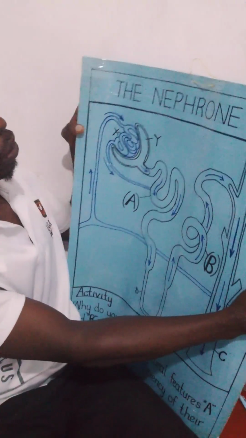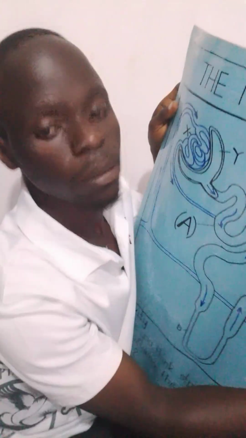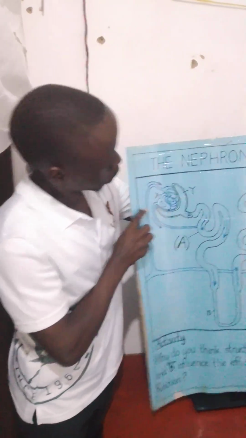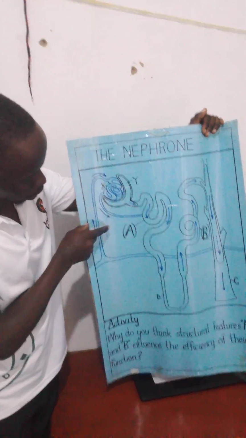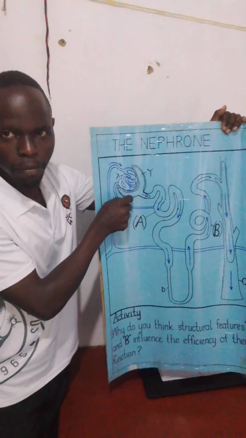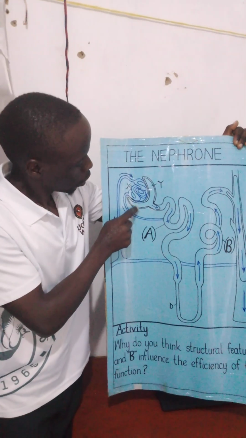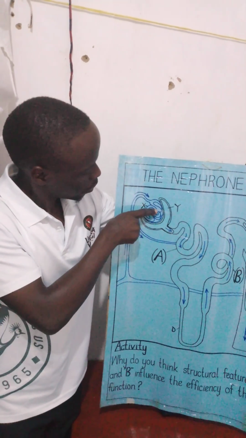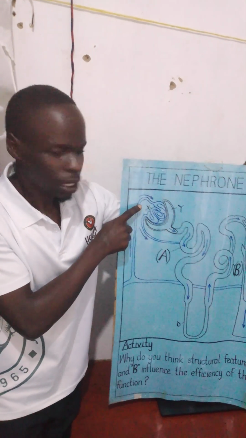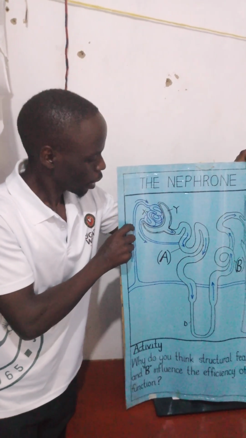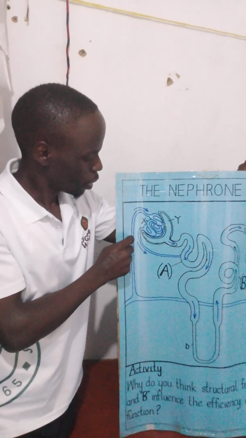You can see the structure is called the nephron. The structure looks just like this. In this structure, we see this part labeled Y. This part labeled Y, we call the Bowman's capsule. This Bowman's capsule has a part inside here which I've labeled X, and this part labeled X is called the glomerulus.